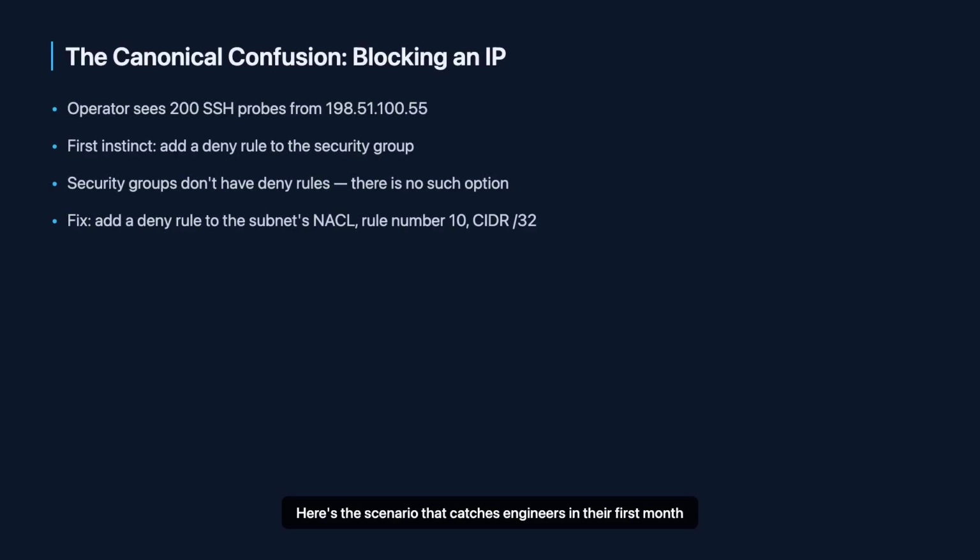Here's the scenario that catches engineers in their first month on Amazon Web Services, and it illustrates exactly why the two controls exist side by side. An operator sees 200 secure shell (SSH) probes from a single IP address. First instinct: open the security group and add a deny rule. But security groups don't have deny rules. There's no such option in the console. No syntax for it in the API. Allow only means allow only. The fix is a deny rule on the subnet's network ACL. Rule number 10, action deny, source the offending IP as a /32 CIDR. Done.